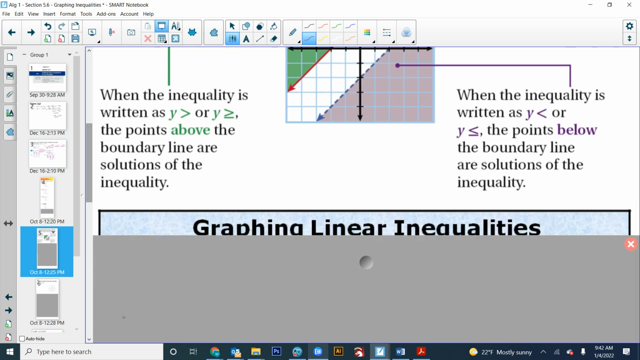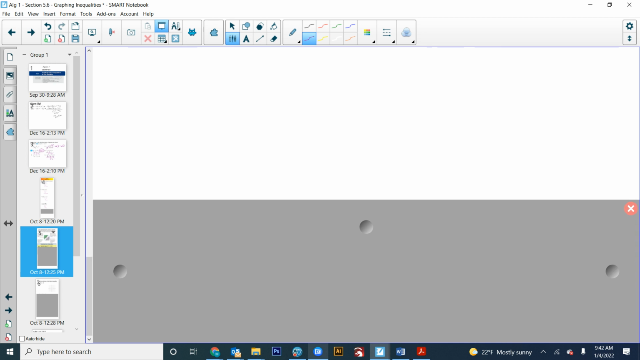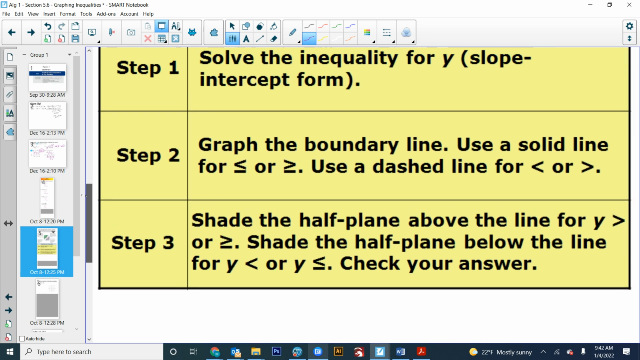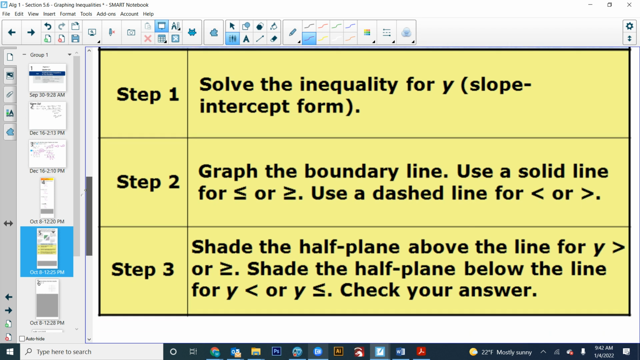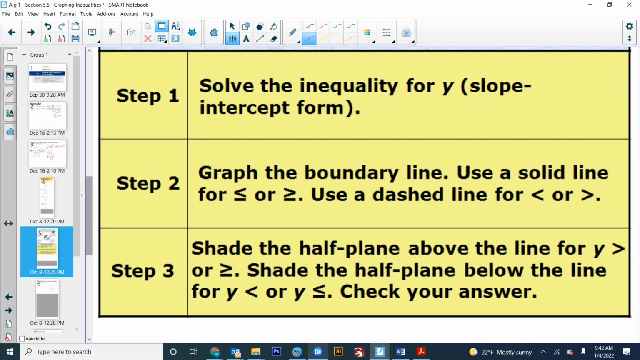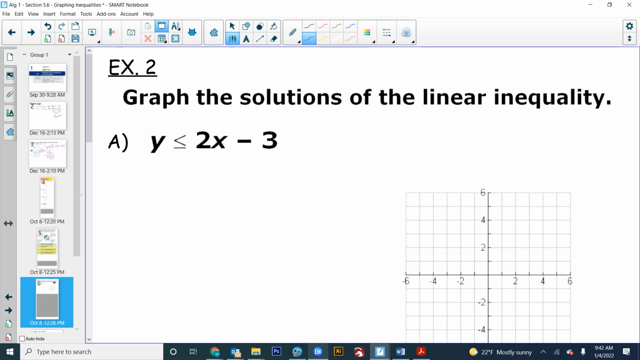Does it say anything down here? Yeah, right here. The first thing we have to do when we graph these inequalities, just like when we graph lines, is there's really no difference except the line that's going to be shaded. We have to solve for y, put it in slope-intercept form, and then determine if the boundary is going to be a solid line or a dashed line. Then we have to decide, are we going to shade above or below the line? So it's a little more involved here. Please pay attention. I don't think it's that bad.